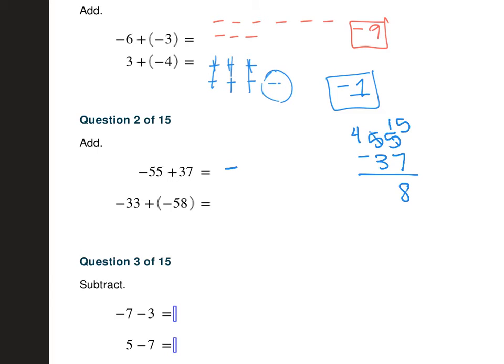15 take away 7 is 8. 4 take away 3 is 1. So my answer is -18.